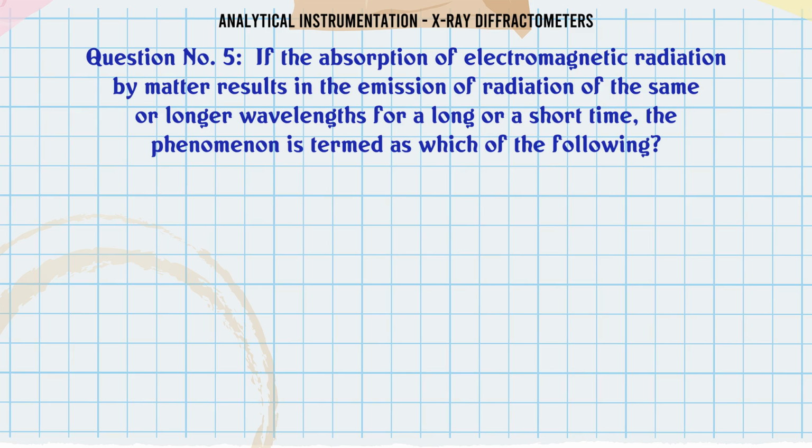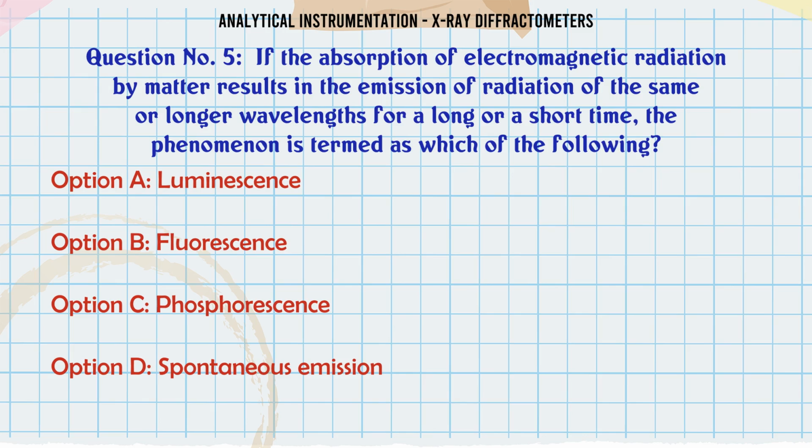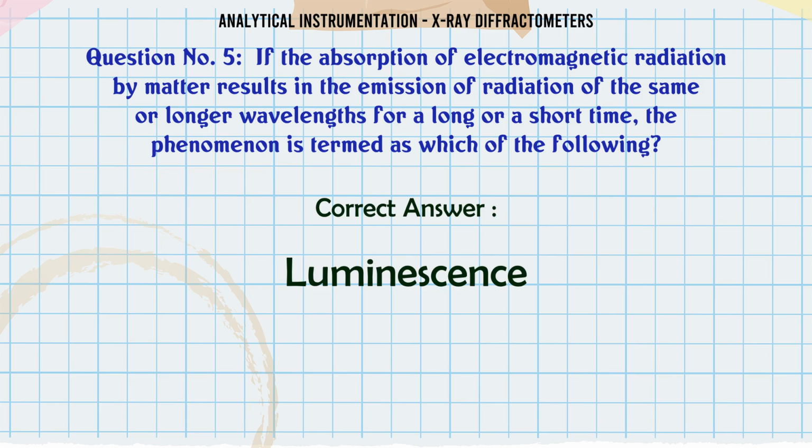If the absorption of electromagnetic radiation by matter results in the emission of radiation of the same or longer wavelengths for a long or a short time, the phenomenon is termed as which of the following? A. Luminescence. B. Fluorescence. C. Phosphorescence. D. Spontaneous emission. The correct answer is luminescence.